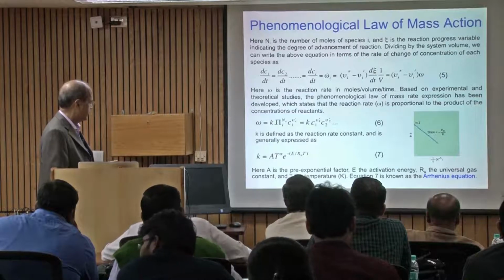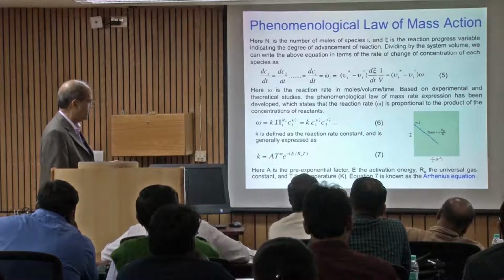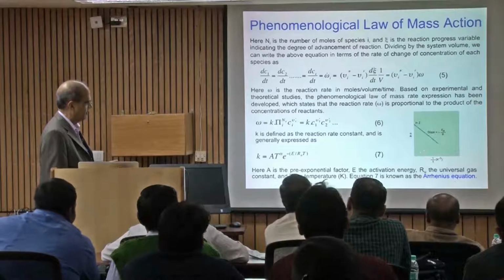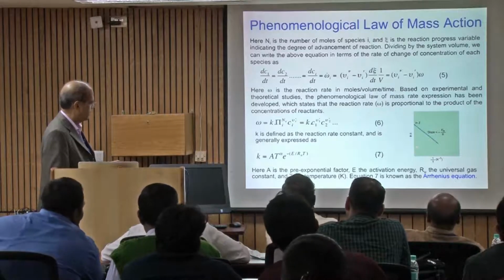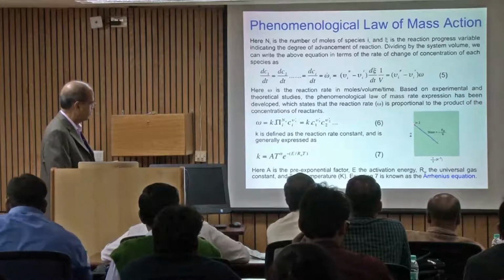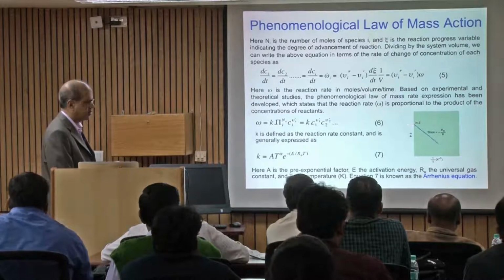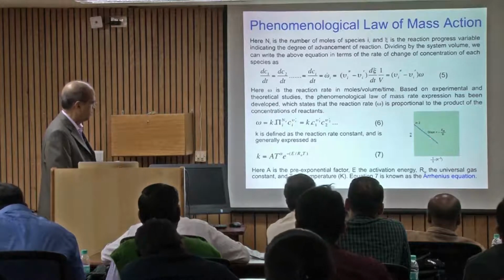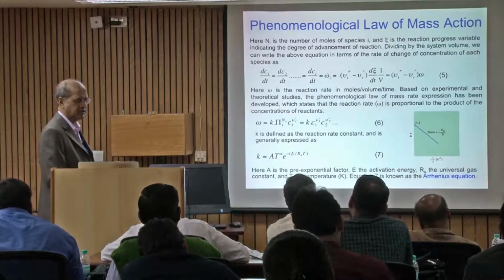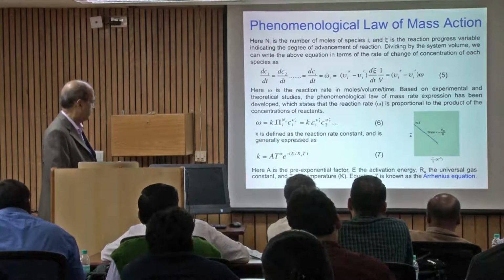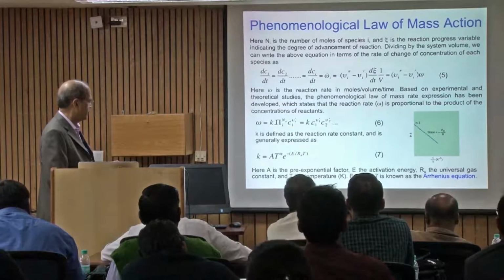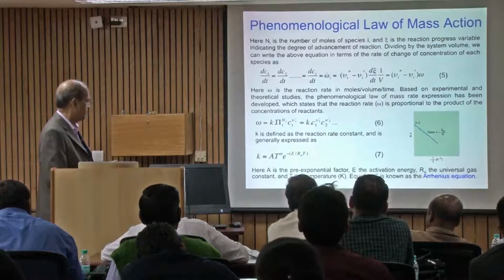So if you plot the log of K versus 1 over temperature, then this value gives you the pre-exponential factor, the constant value, and the slope gives you E divided by R_U. So E is the activation energy. So to determine the reaction rate for any reaction, you have to determine A, alpha, and E.